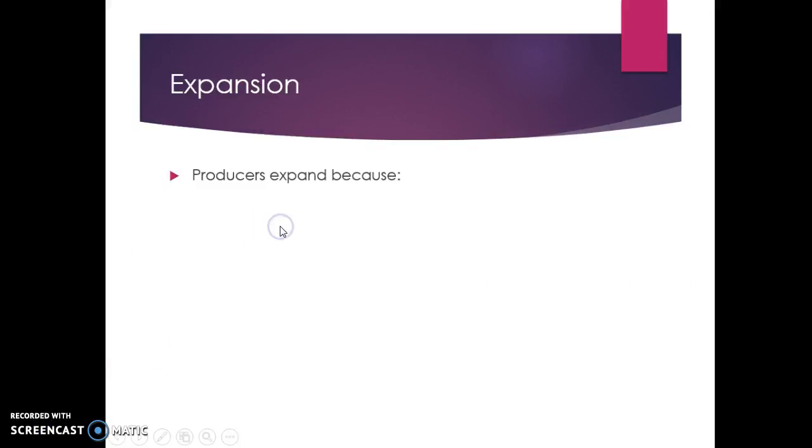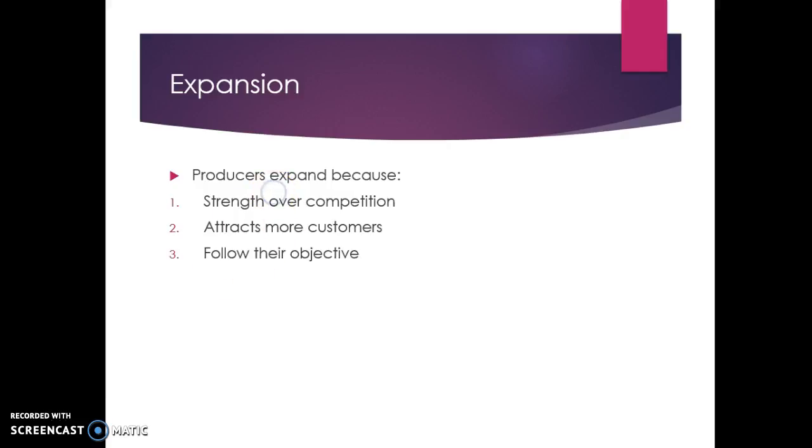Okay, so expansion. Producers expand for a number of reasons. It could be they want to gain strength over the competition. It could be a way of attracting more customers, gaining a better reputation, becoming a bigger organisation, more notoriety, and hopefully gaining more customers. It could be because that is the objective of the organisation, to become the biggest in the market. It does, to an extent, make sure that survival is more likely to occur, and therefore they can pursue other objectives. And as mentioned before, economies of scale.